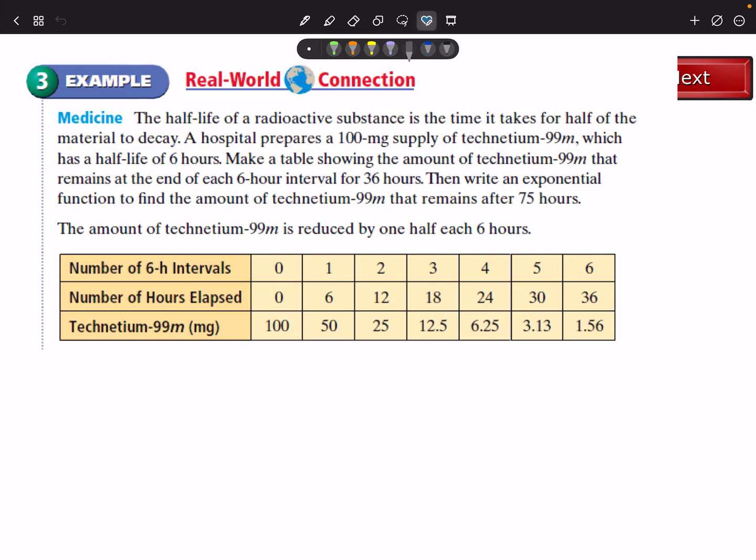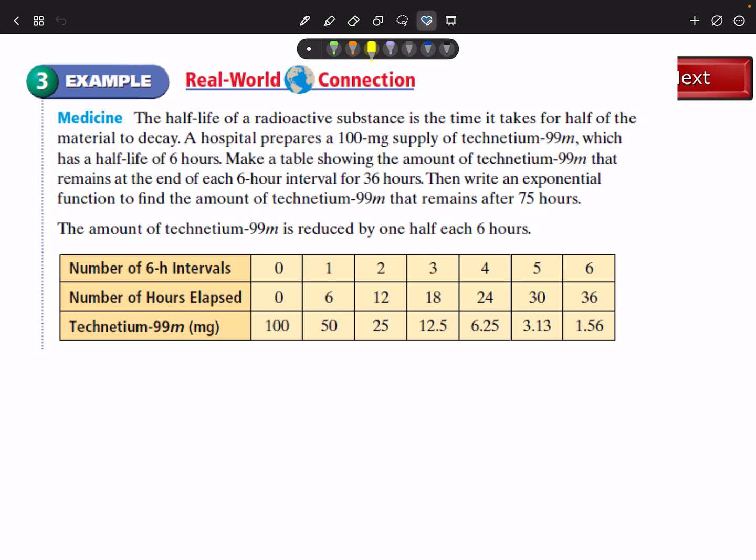Okay, here we have a problem where we're talking about medicine. The half-life of a radioactive substance is the time it takes for half of the material to decay. A hospital prepares 100 milligram supply of technetium-99m, which has a half-life of 6 hours.